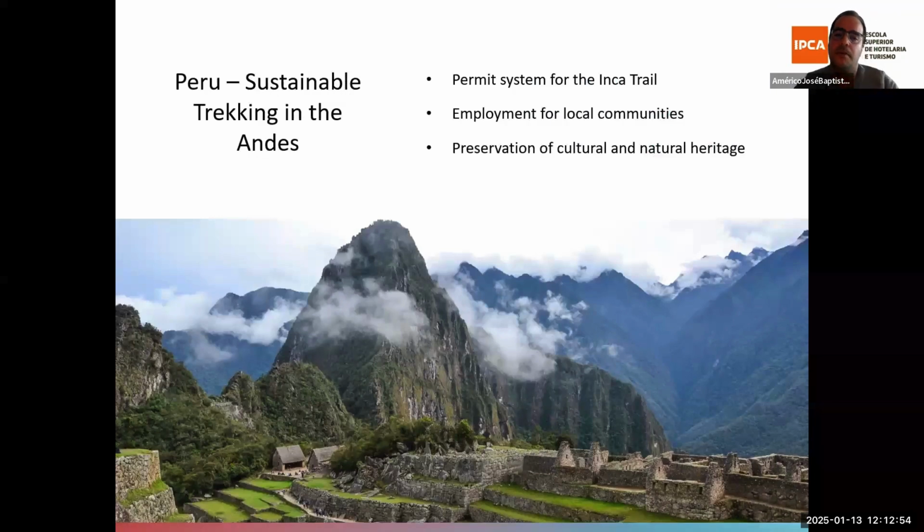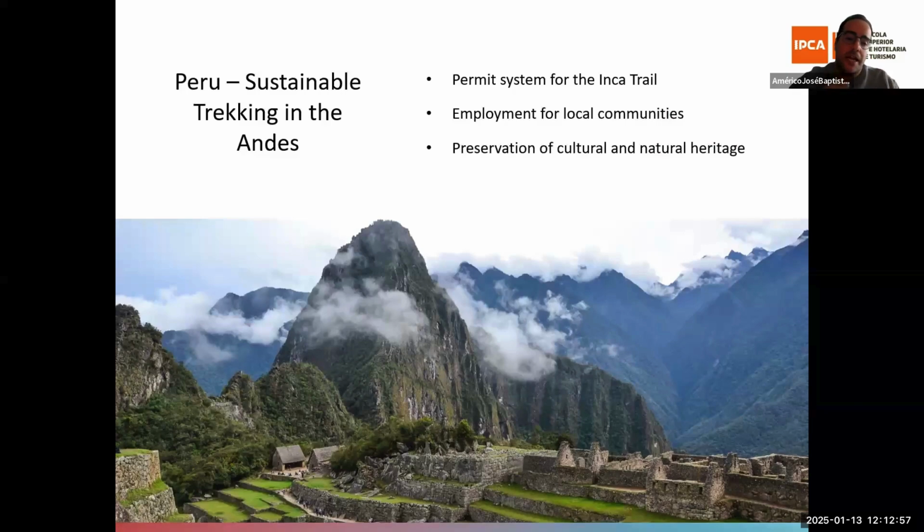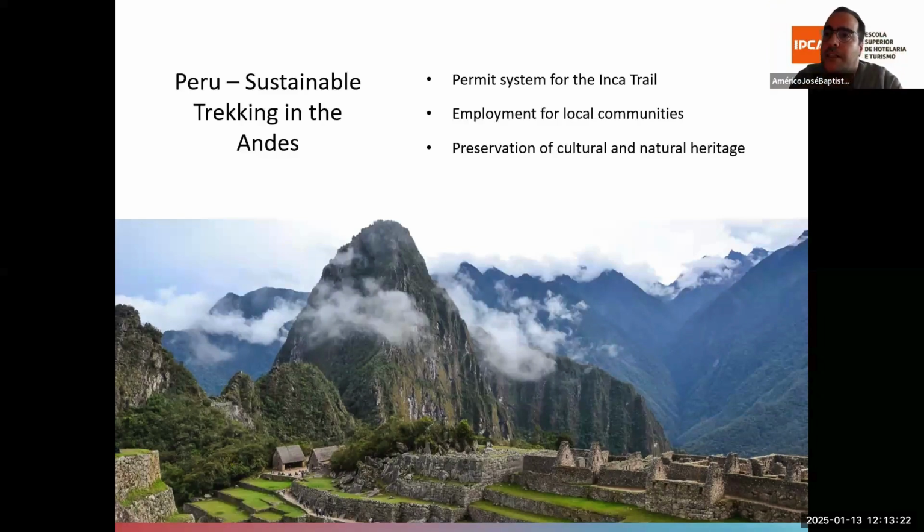And the last one, which in my opinion is the most important: Peru is recognized for sustainable trekking in the Andes. For example, a permit system for the Inca Trail, employment for local communities, and preservation of cultural and natural heritage. Peru has implemented sustainable practices to preserve its cultural and natural heritage.